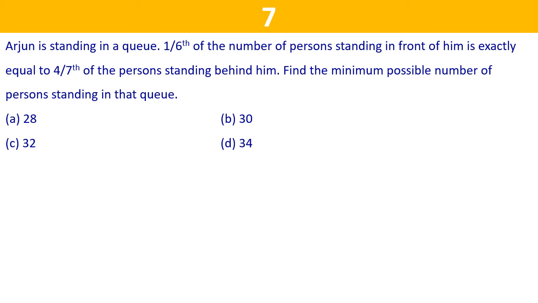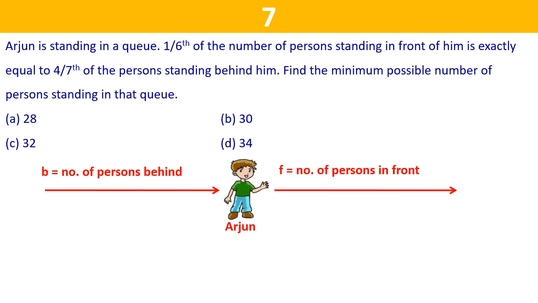Now to solve this question, first of all you need to assume variables. The question is how many variables you will take. Now some people are in front of him and some people are behind him, that is, some people are ahead and some are at the back, so we need to take obviously two variables. So this is the person Arjun. If we assume F number of persons are in front and B number of persons are behind, like this two variables will come. Now what is the relation between F and B is very well mentioned in the question.